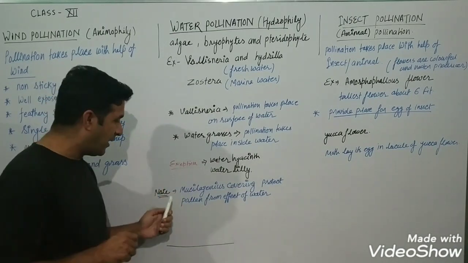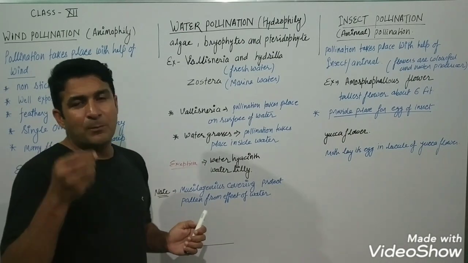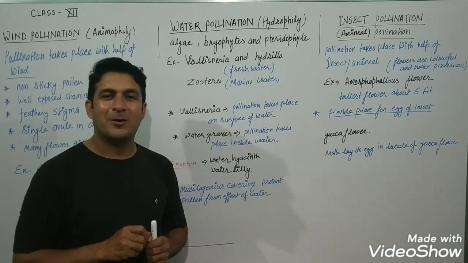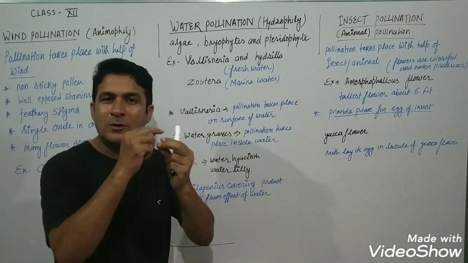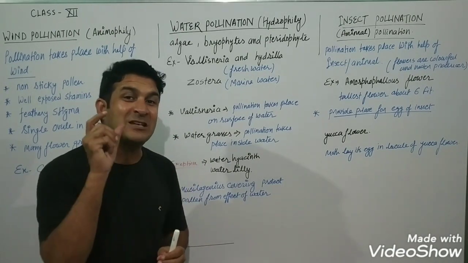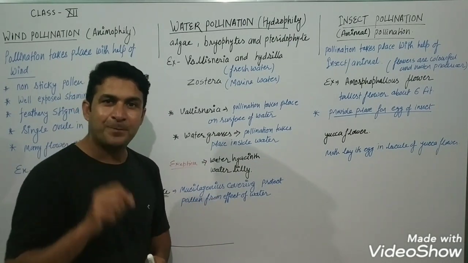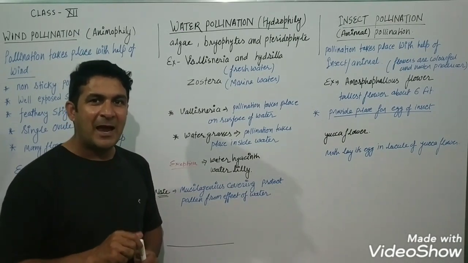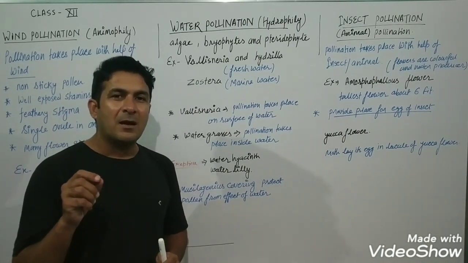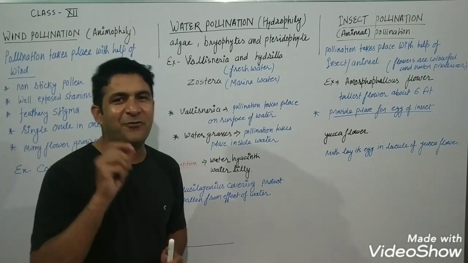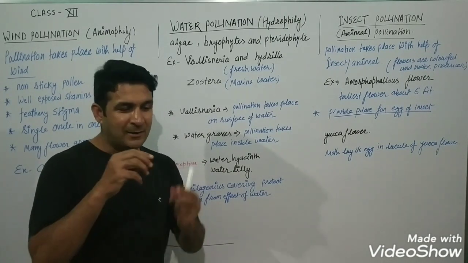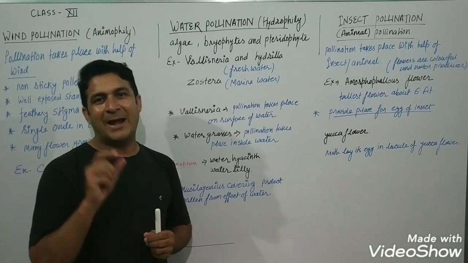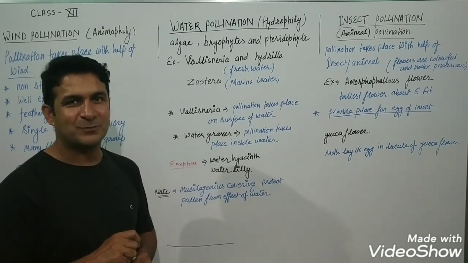If we are talking about some aquatic plants, there is one more beneficial modification present on the surface of pollen, right? What modification is that? The outer surface, the outer membrane of the pollen, is covered by a mucilaginous covering. This covering has a chemical known as mucilage, and this mucilage protects the pollen from the effect of water. So when the pollen has this mucilage covering, water cannot decompose it, and that protects the pollen from the effect of water, right?